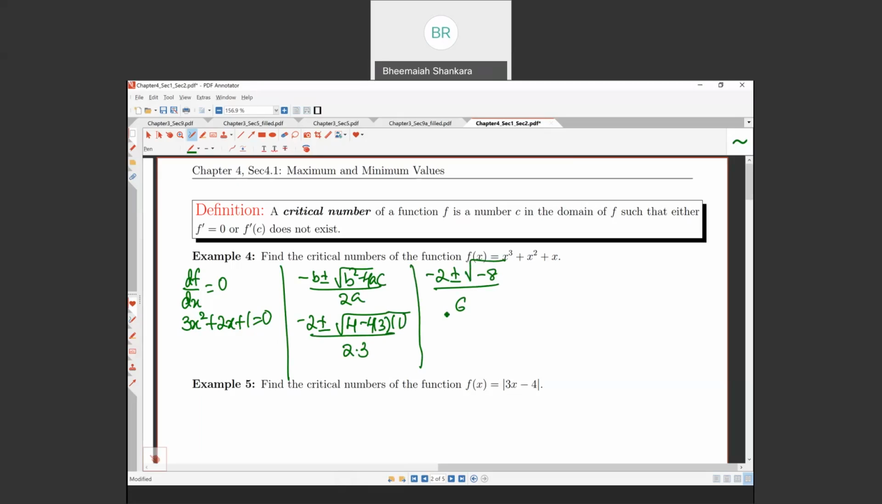So the critical point definition says that the function's derivative is 0 or the derivative should not exist. In this case, we did not get a chance that the derivative is 0, neither do we get a chance that the derivative does not exist. So you can say that there is no critical point in this case.